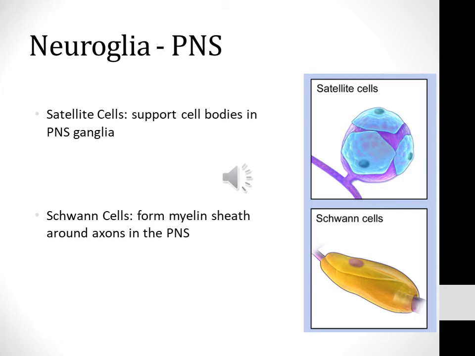We have our satellite cells, which support cell bodies in the PNS ganglia. They're kind of similar to what the astrocytes do in the central nervous system. And then you have your Schwann cells, which are ones that we talk about more often as forming the myelin sheath around axons in the PNS. So they are similar to those oligodendrocytes, and they are vital to peripheral nerve fiber regeneration. So peripheral nerve fiber regeneration specifically.